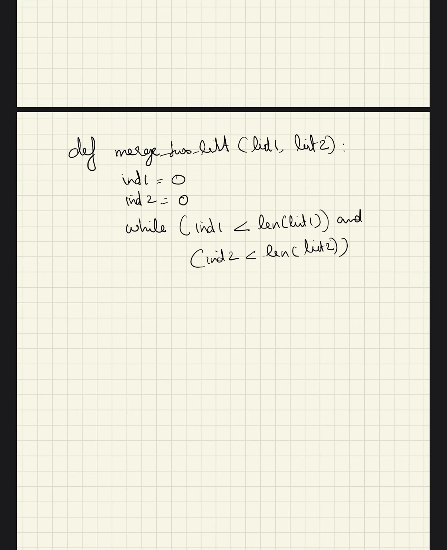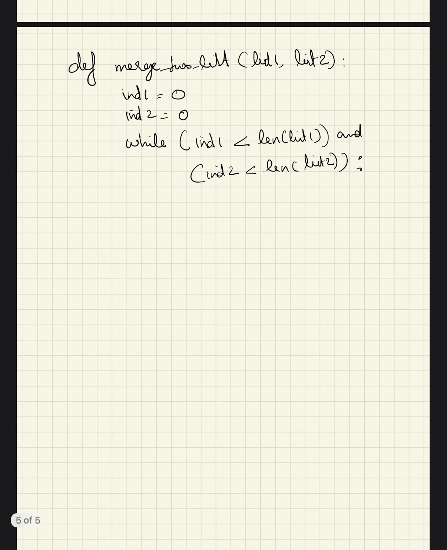Okay, so this is my terminating condition. If one of these guys fails, then basically I will come out of this while loop, right? Let's say one list has been completely iterated, I want to exit out. Okay, now what can I do?